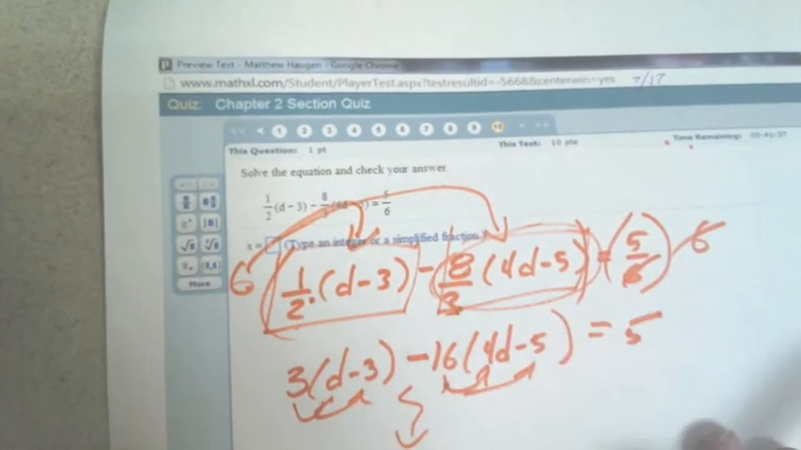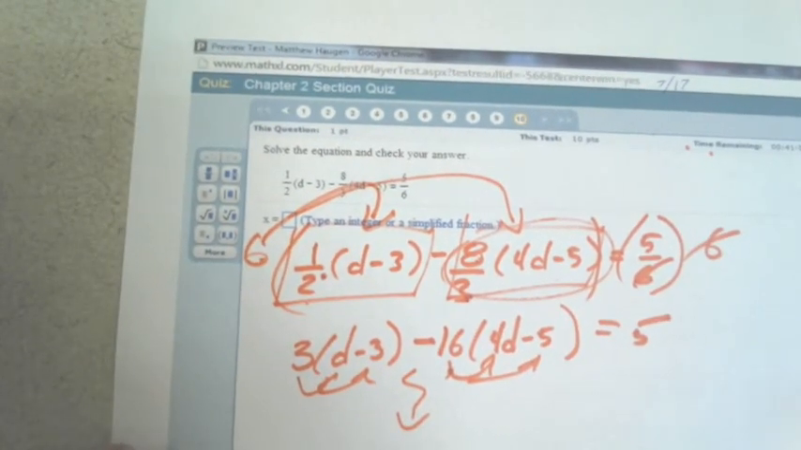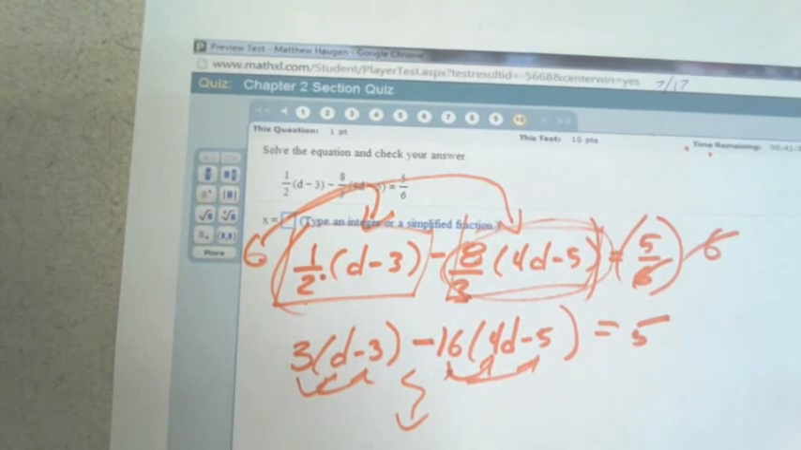So clearing fractions is a very important skill to practice. It's an easy one to not have used often enough. We will use it quite often, and it's one of the more handy general solving skills. So it's a really important thing to have in our bag of tricks.